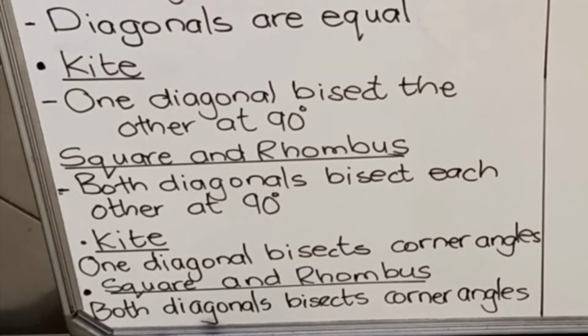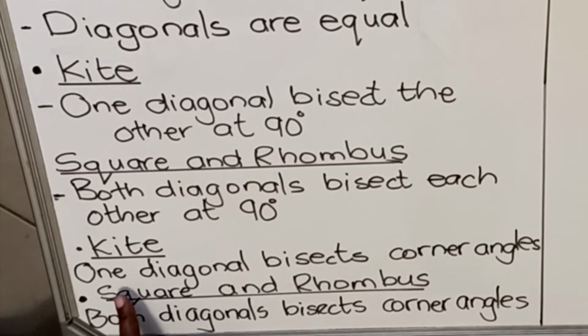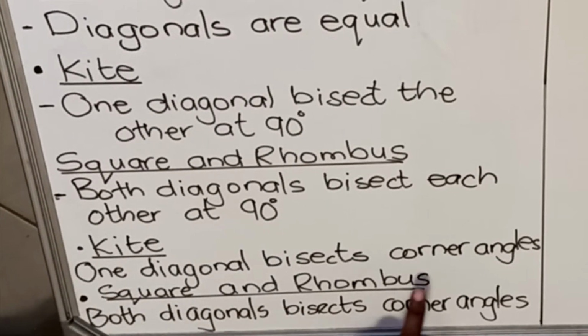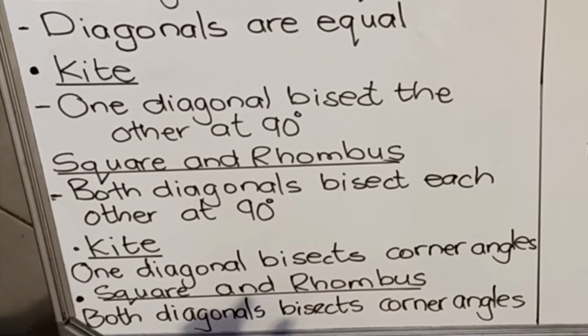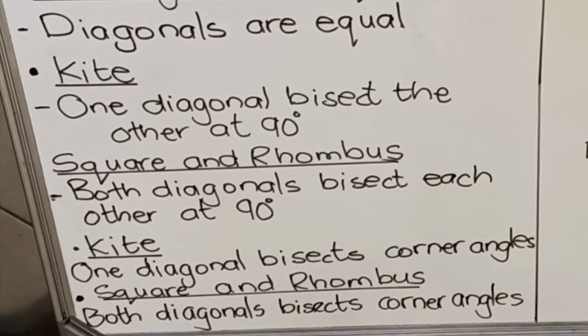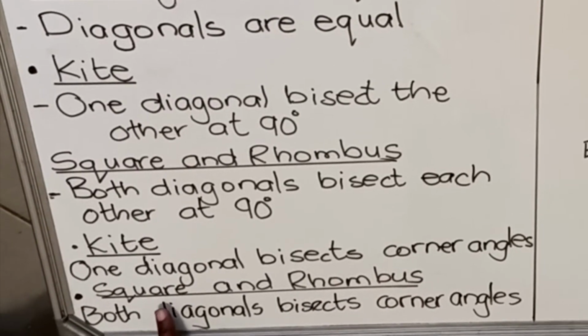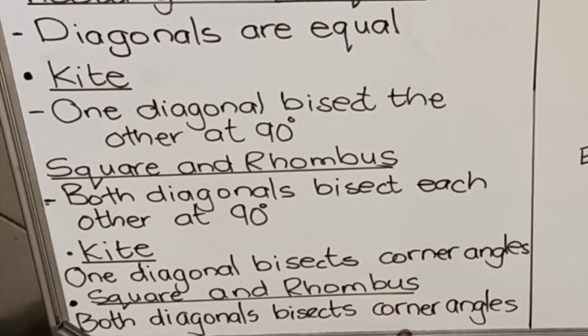Now we're going to talk about the diagonals and the corner angles. With a kite, one diagonal bisects the corner angles. When we say bisect, we mean it cuts it into two equal angles. So with a kite, it's only one diagonal that bisects the corner angle. And with a square and a rhombus, both diagonals bisect the corner angles.